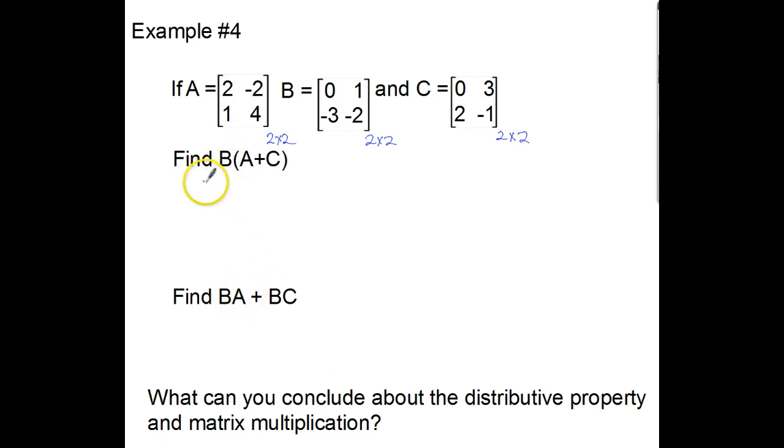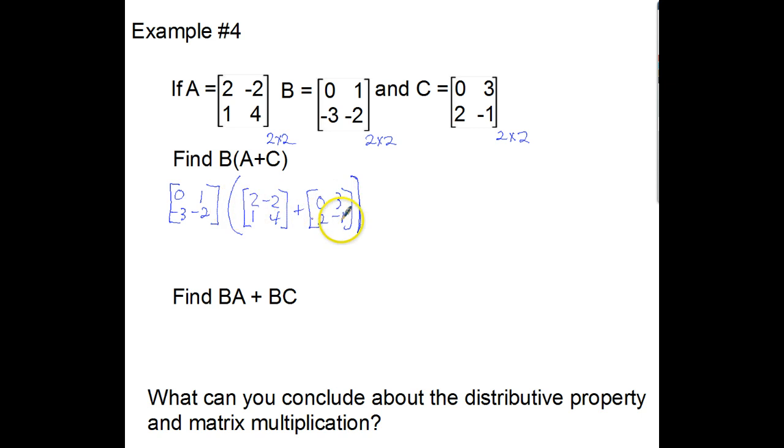Okay, so what we're going to do is set this problem up, and I'll first start by copying B down, and then parentheses, and then put A in here, which is 2, 1, negative 2, 4. And then plus C, 0, 2, 3, negative 1. Okay, so just like we would with real numbers, the order of operations holds true here.